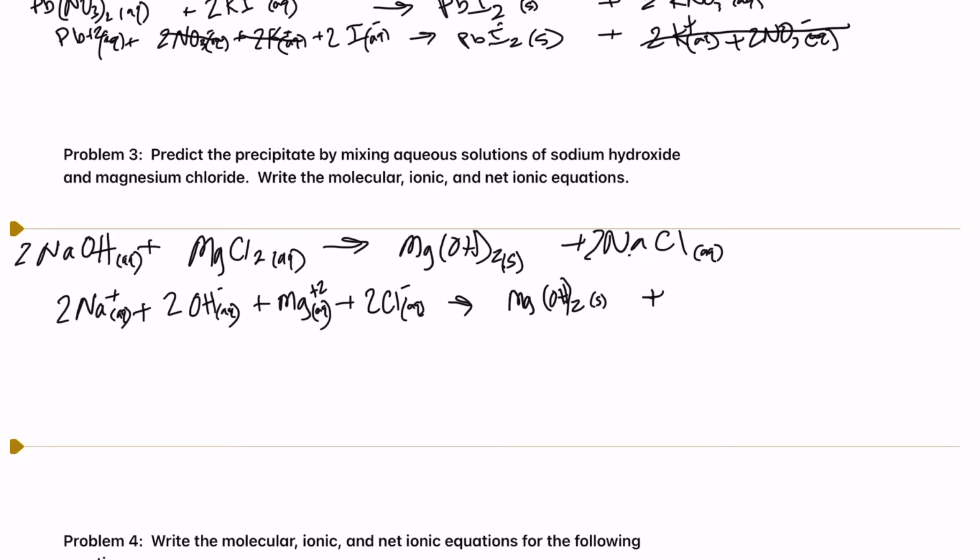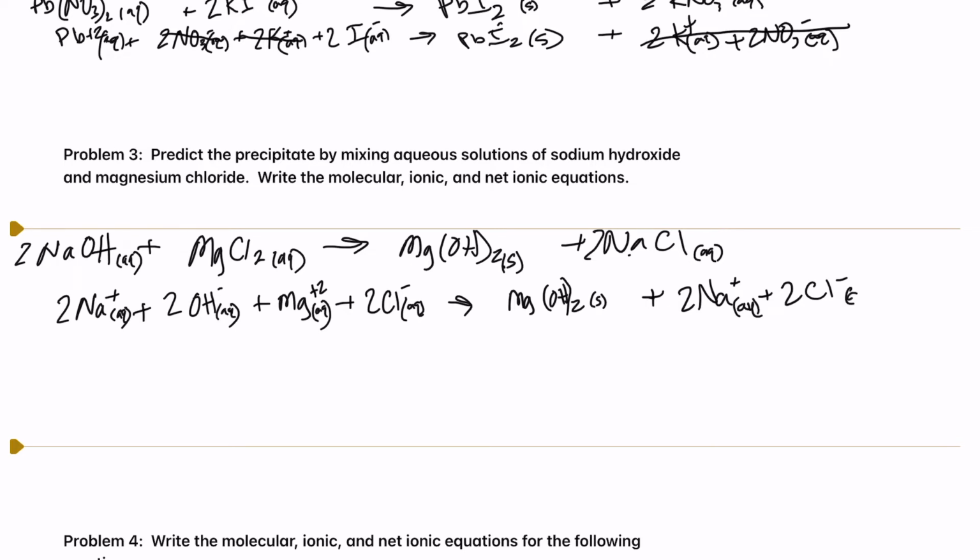We do still have sodium floating around in solution. So 2Na+, it is aqueous. We have 2 chlorines. They are aqueous as well. So again, we look at the reactant and product side and cross out anything that is not unique. So anything that appears on both sides, we cross out.